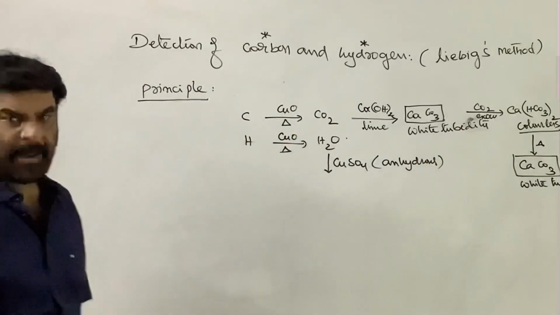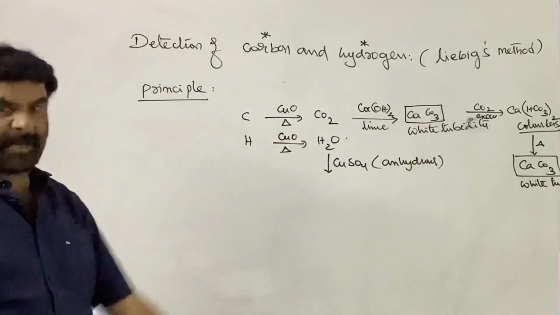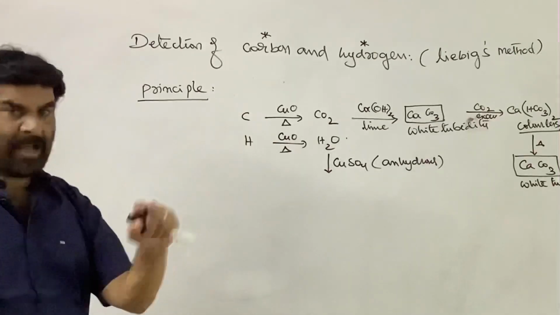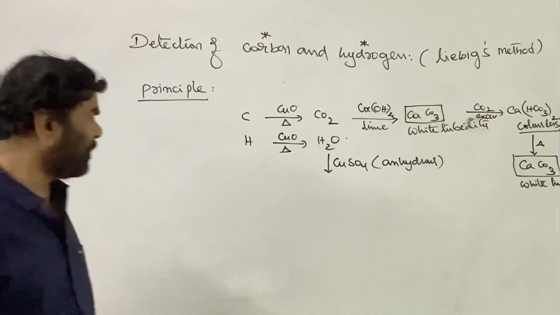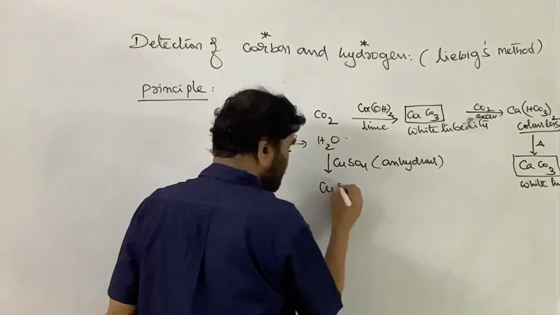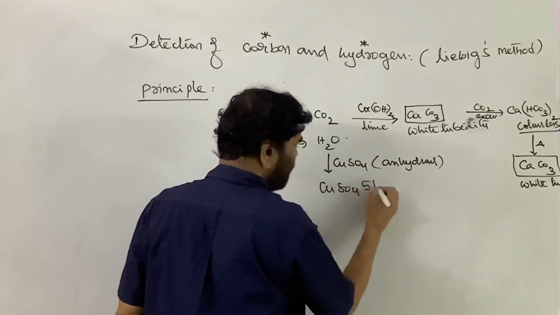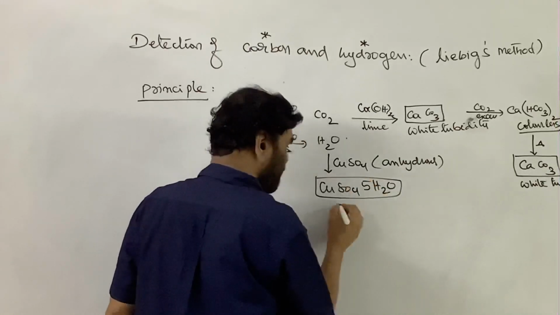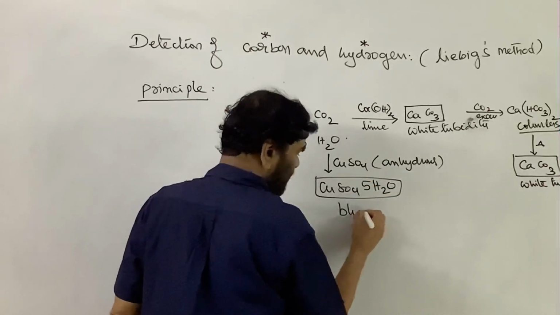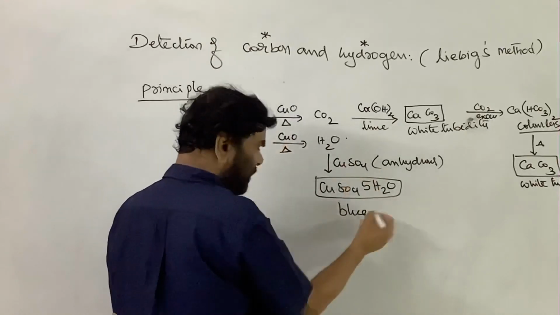Copper sulfate, which is white in color, and after hydration it changes into blue color. It is converted into CuSO4·5H2O, the pentahydrate. That is, the solid becomes blue.